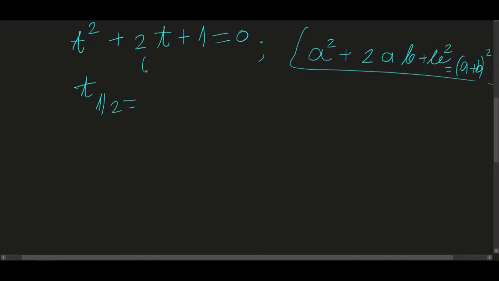I know that the solution is t plus 1, all in square. This is the solution. However, I will use the formula. Just a second, I will delete this. I know the root for this equation is -1, but I like here it's 1. A is 1, B is 2, and C is 1.